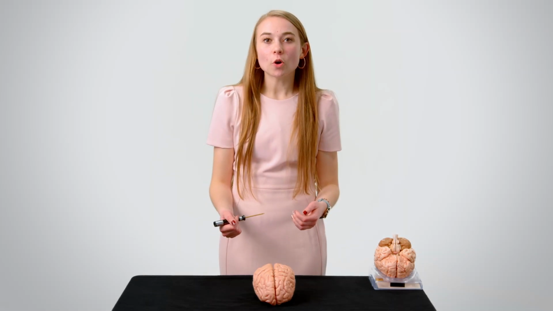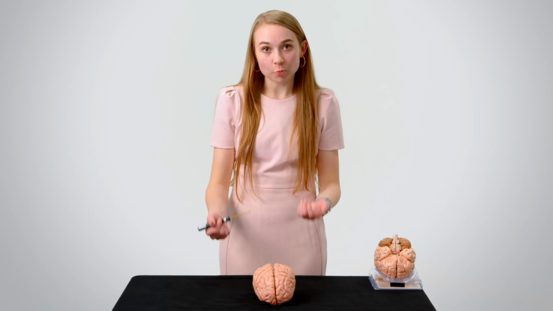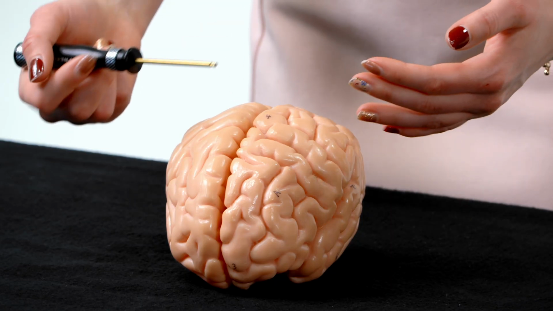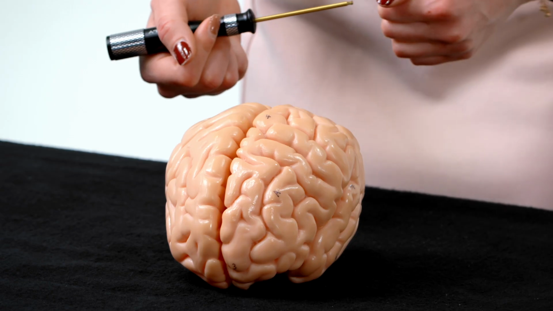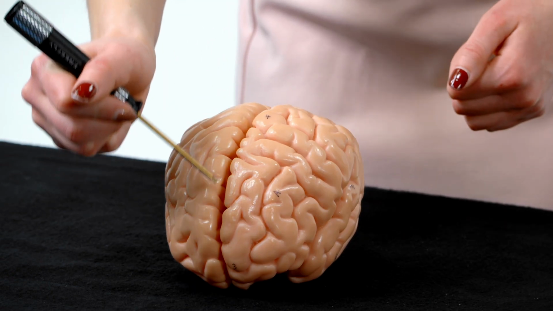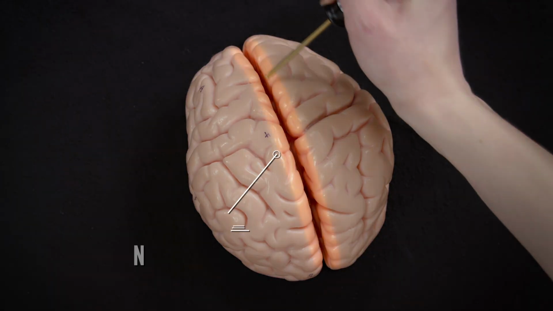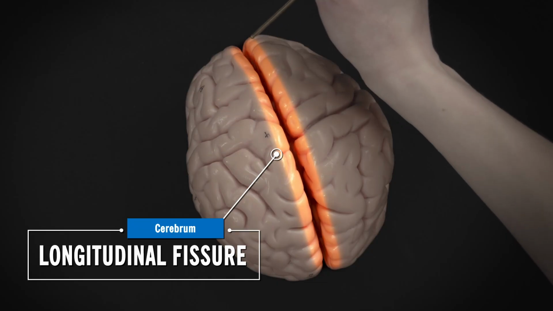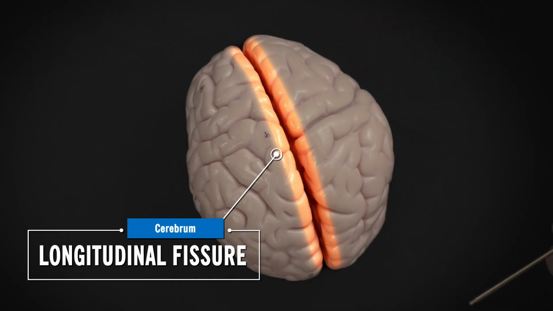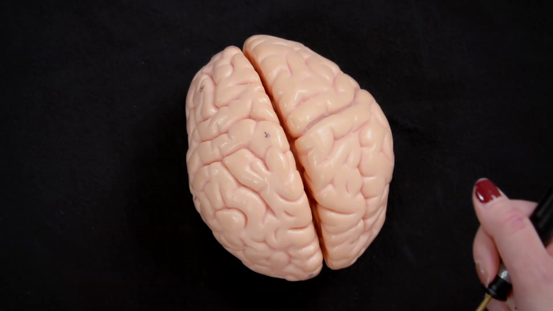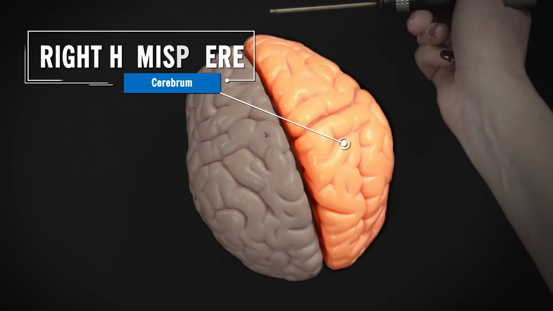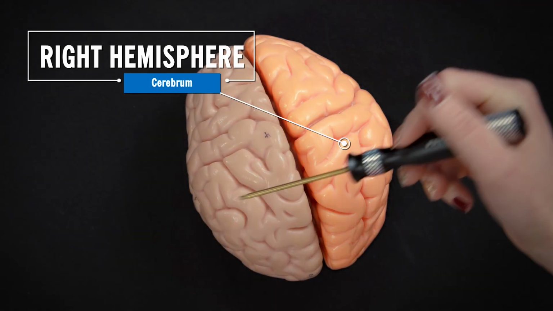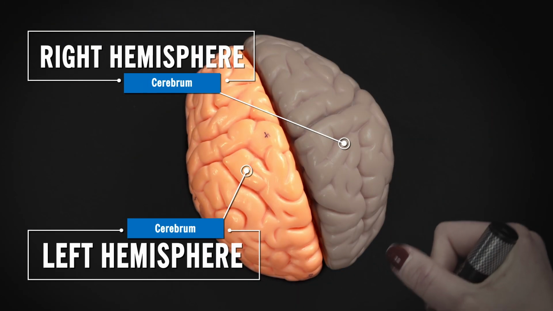Here we're going to go over the larger structures of the brain. So to start, we are currently viewing the brain from the front. This long, deep fissure here is called the longitudinal fissure, and it divides the right and left hemispheres of the cerebrum. So here we have the right hemisphere of the cerebrum and the left hemisphere of the cerebrum.